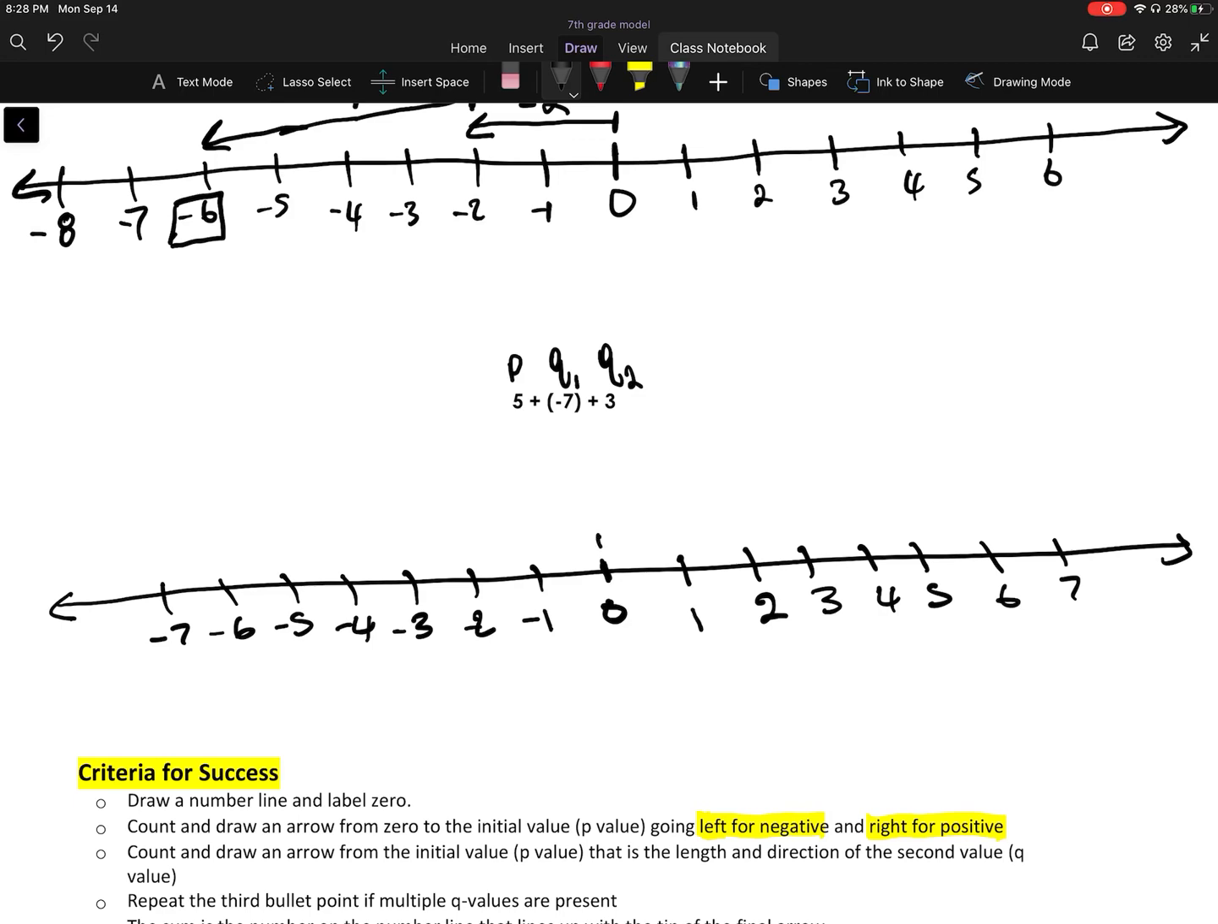So starting at 0, 5 is positive, so we're moving to the right. So going all the way up to +5 plus 5. From 5, we're going to do another movement. This -7 is negative, so you're moving 7 units to the left. So you can say that it is 5 to 0, and then we need 2 more. -2. So this is -7 because you're moving 7 units to the left.